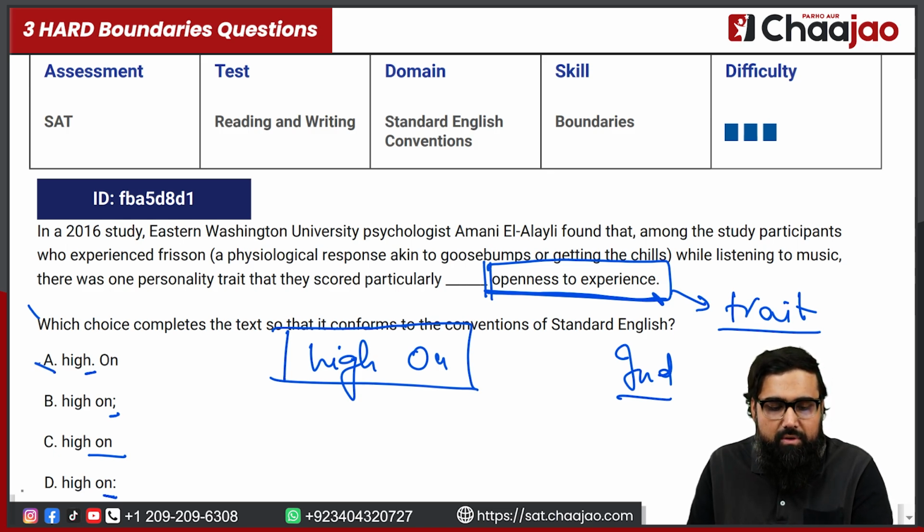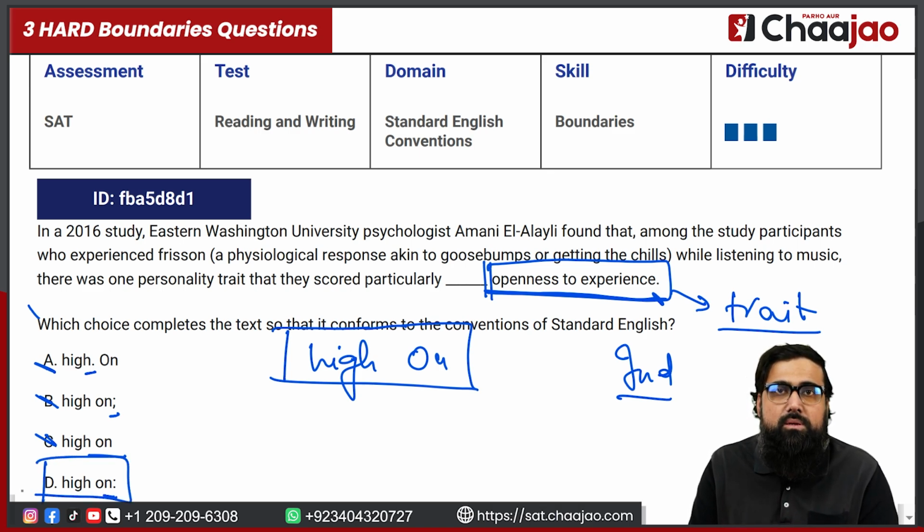So we don't have it over here in option A, we don't have it in B, and we don't have it in C. So the answer over here is going to be option D, because we need explanation and only a colon can help us do that. So option D is going to be the answer for this question.